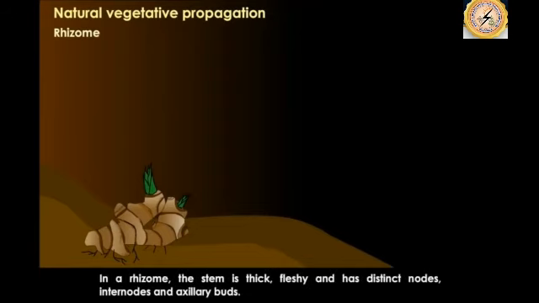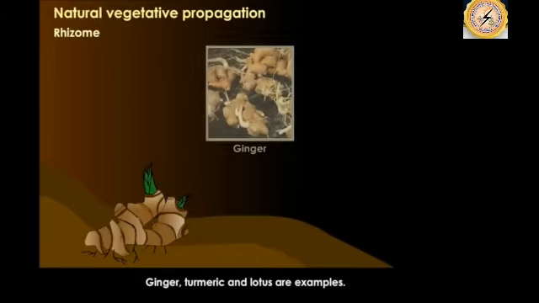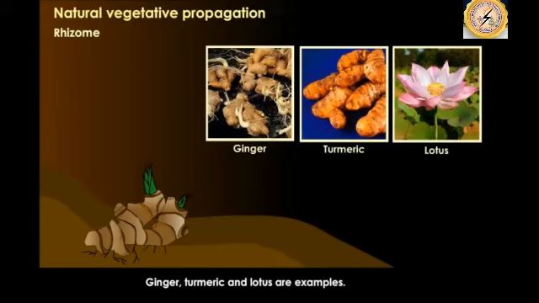In a rhizome, the stem is thick and fleshy, full of food, and has distinct nodes and internodes and the other axillary buds also. So small adjacent buds are there. And new branches develop from these buds, which later on separate to form new plants. Ginger, turmeric, and the lotus are the typical examples of it.